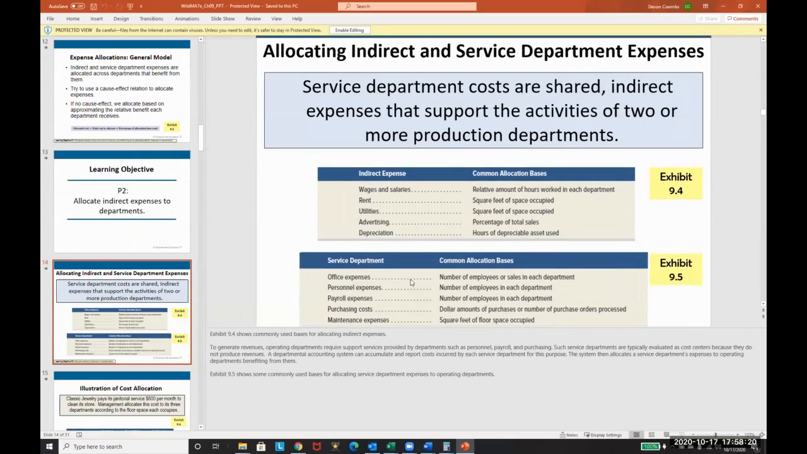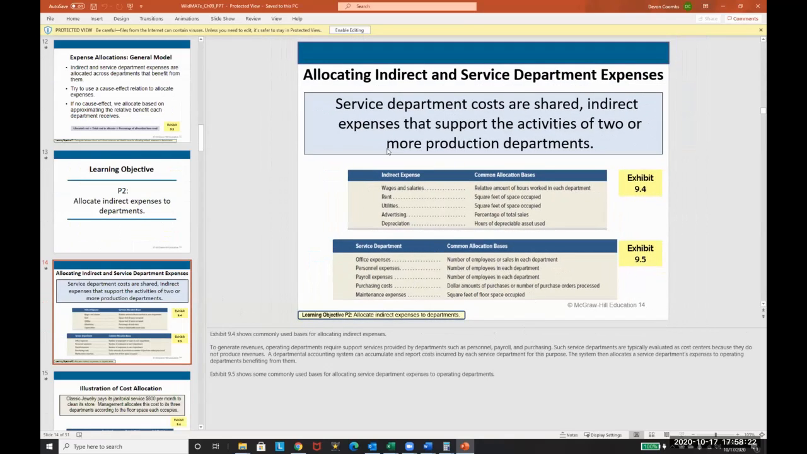How do we allocate indirect expenses? We just talked about this. Just memorize the different types of allocation bases here. This is more qualitative. Wages and salaries relative to the hours worked. We talked about the top parts, maybe service department office expense, number of employees or sales in each department. Personnel expense, maybe the number of employees in each department. Maintenance expense, the square feet of floor space used.